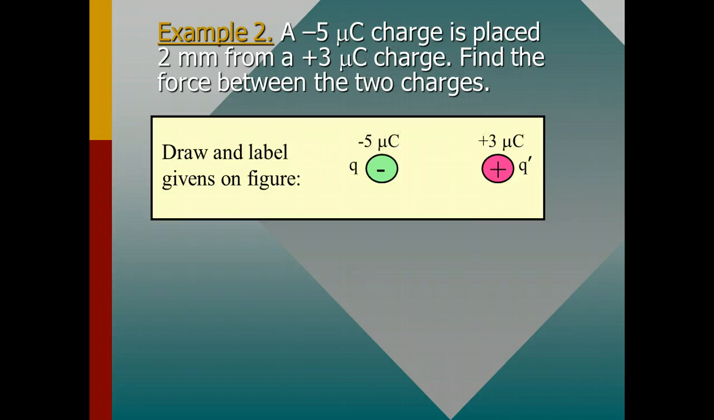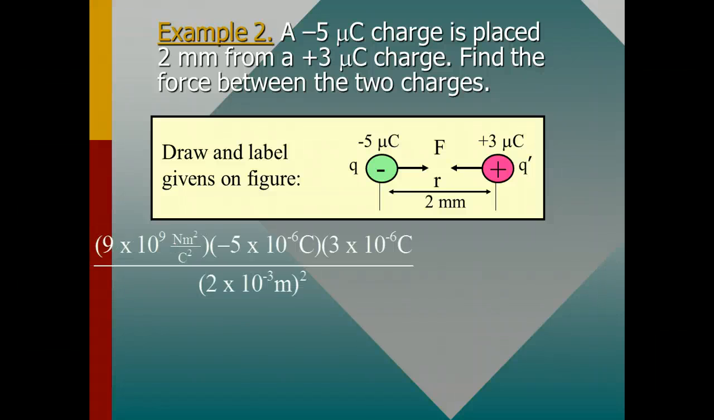Our negative is negative 5 microcoulombs. Our positive is positive 3 microcoulombs. They are 2 millimeters apart. That's our R. And we're asked to find the force F. We know it's going to be an attractive force because it's one positive and one negative. But how much is that force going to be? So go ahead, take a second, try to figure that out, pause the video, come right back.